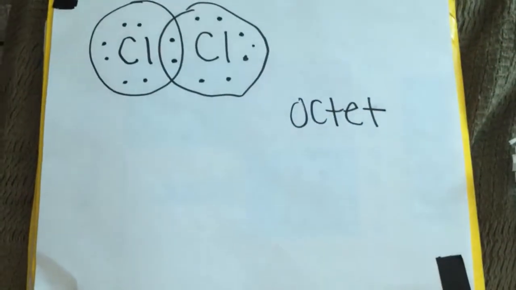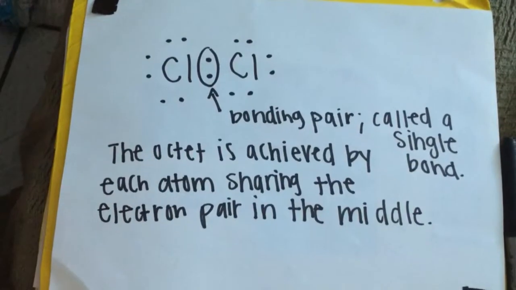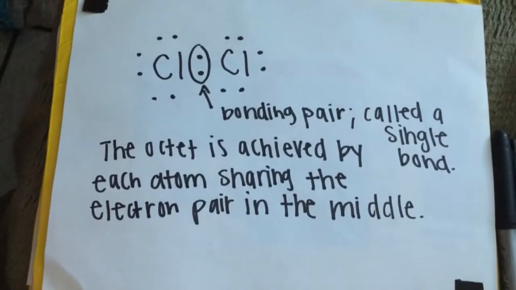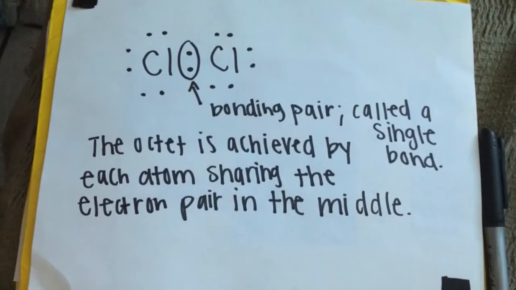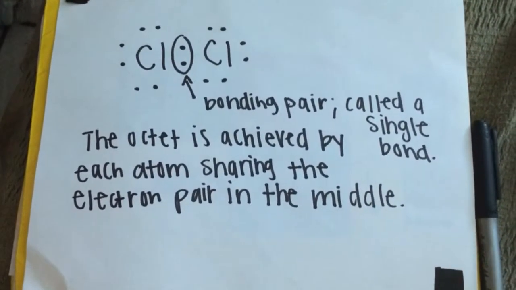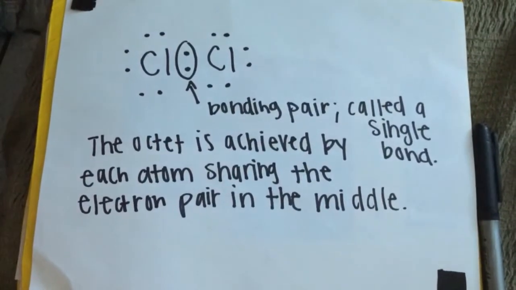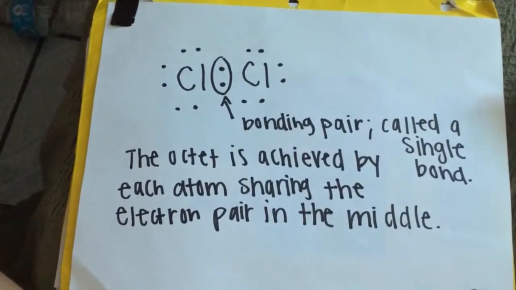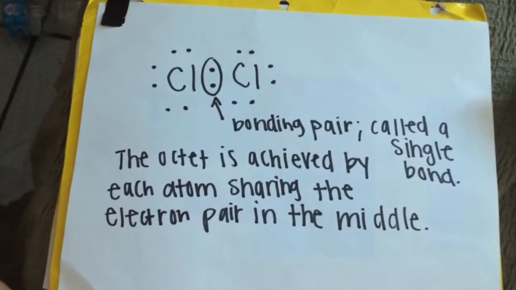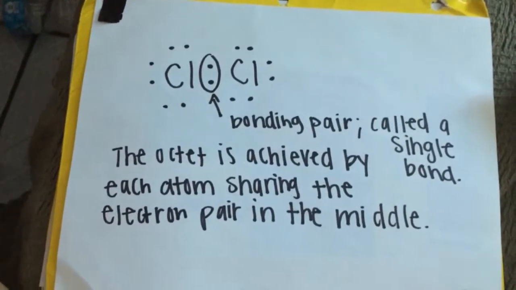And the electrons in the middle are the bonding pair. So that pair is shared and it is called a single bond. So this is called covalent bonding. Co, together, valent, valence electrons. The sharing of electrons to achieve an octet, a stable noble gas configuration.